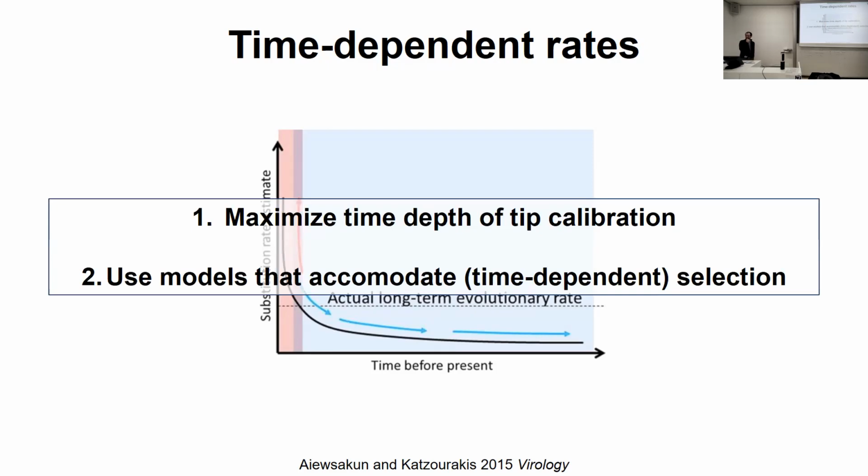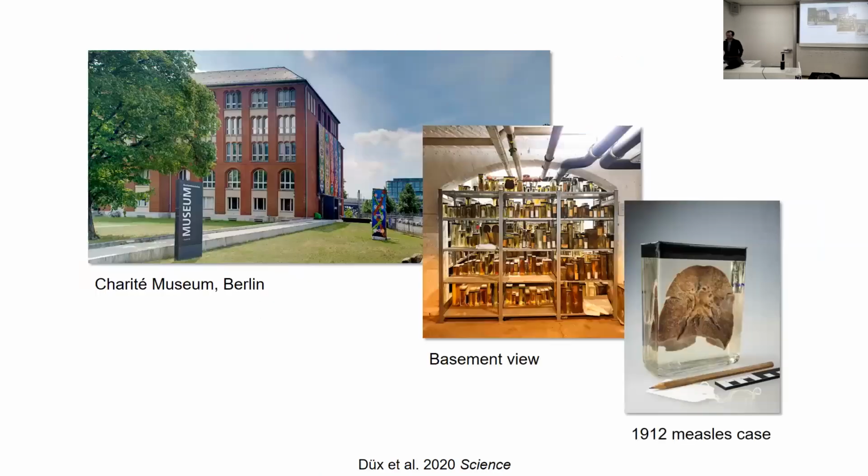To avoid doing that, you can do two things. You can play on the window of observation and try to maximize the time depth of your tip calibration, right? So you gather ancient specimens like that, you cover more of this graph. And then you can also use models that accommodate explicitly time-dependent selection, for example, in the case of measles. And that's exactly what we did.